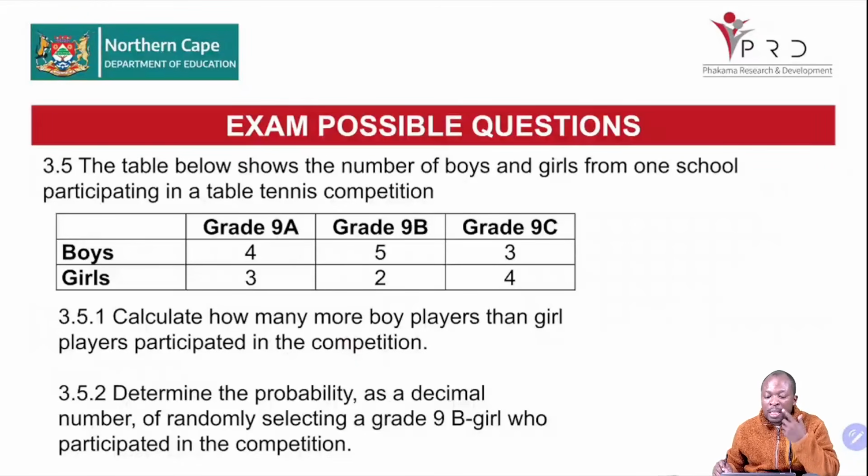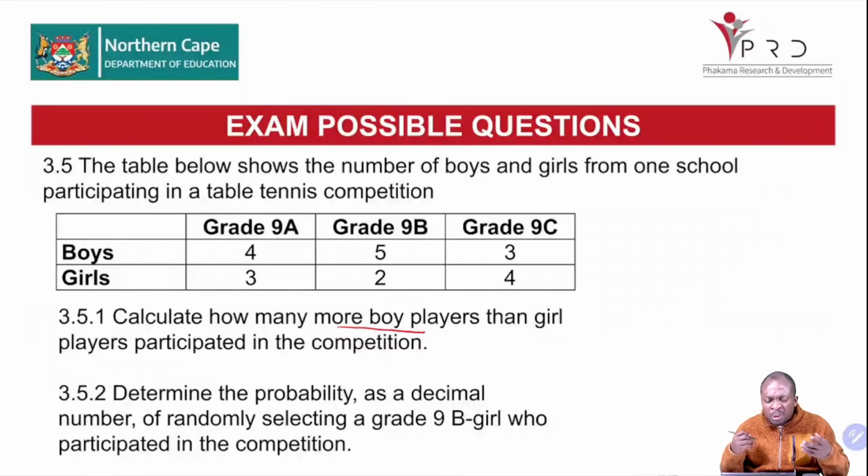The table below shows the number of boys and girls from one school who are participating in the table tennis competition. So grade 9A, the boys are 4, 9B, boys are 5, 9C, boys are 3. Then the girls from 9A are 3, 9B are 2, and then 9C are 4. Question 3.5.1. Calculate how many more boys players than girl players participated in the competition. So what you need to do first, find out all the boys, find out all the girls, then you can subtract so that you know how many more boys are there than the girls. Do not forget that.